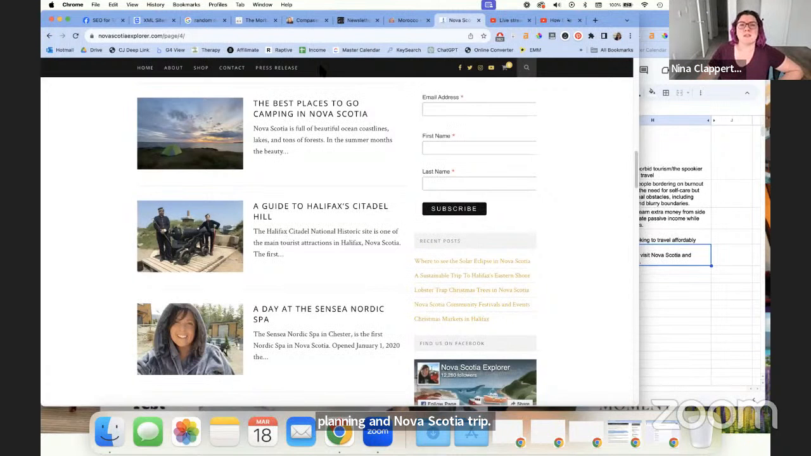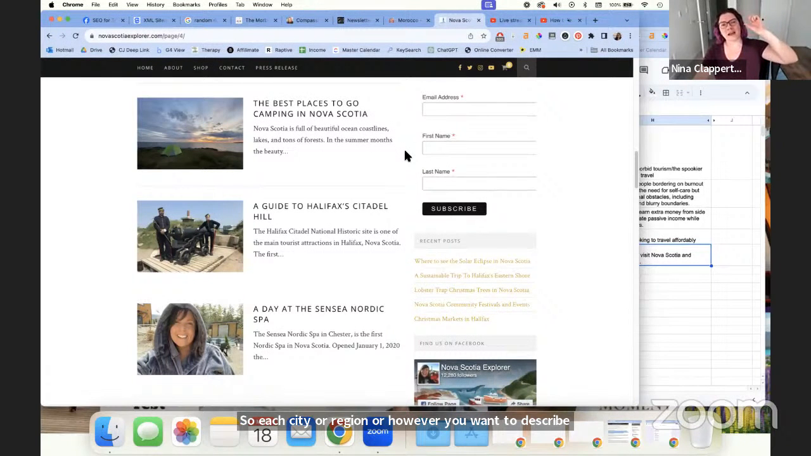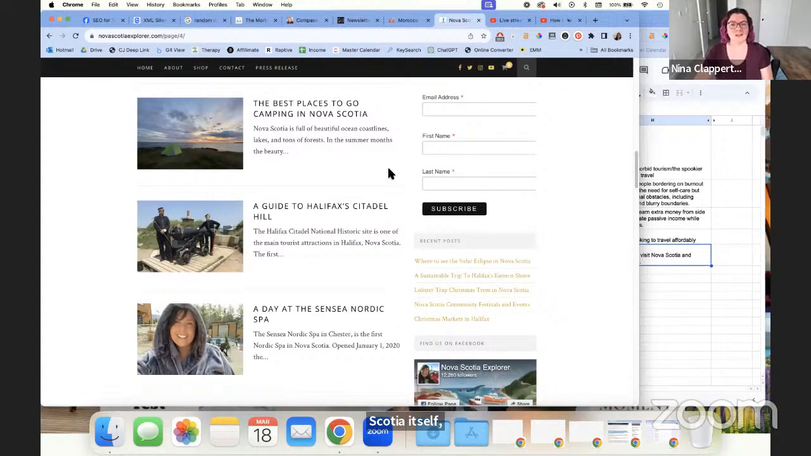So what I would do is have just one up here that's like Nova Scotia travel, just Nova Scotia, cities, whatever you want to have it called. And then on that page, you're going to have the subsection of each location. So each city or region or however you want to describe it and break it out. And then there you're going to have the content for each of those regions. And then even just having one that is just Nova Scotia itself, like general Nova Scotia guides, all of that will then be so much easier for them to find.